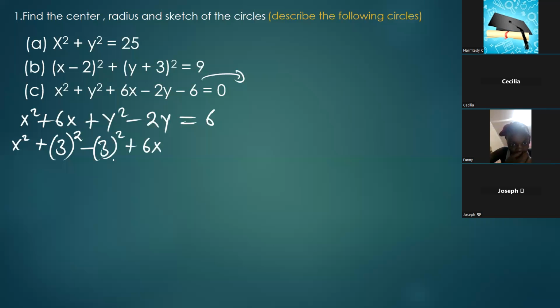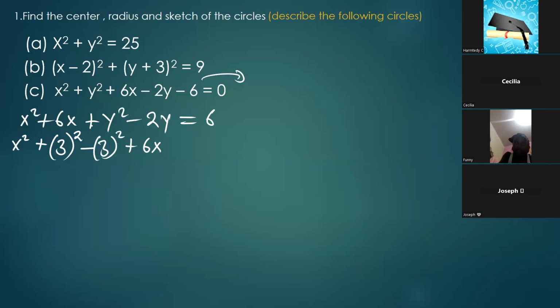So when you look at what I've written here, this is just the same as writing x squared plus 6x, because I have written 3 squared minus 3 squared, which will give you a 0 when you subtract them. You get a 0 and get back to this part. So in other words, we have not changed anything in this equation.